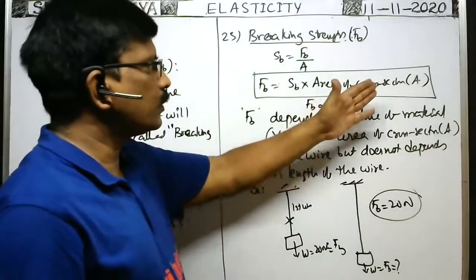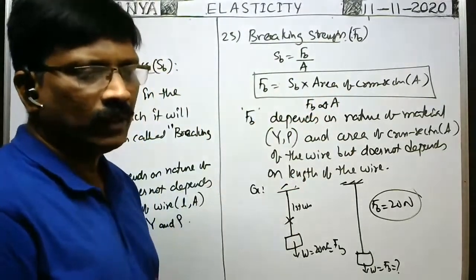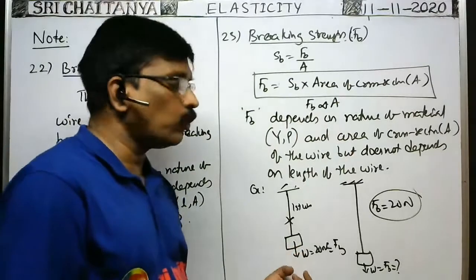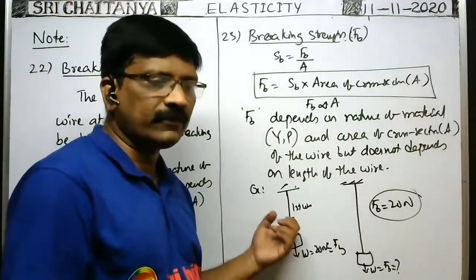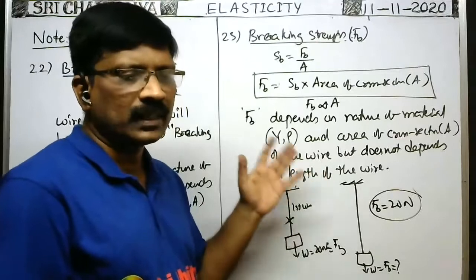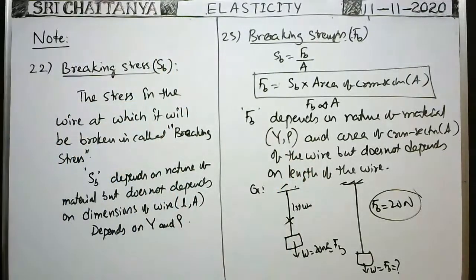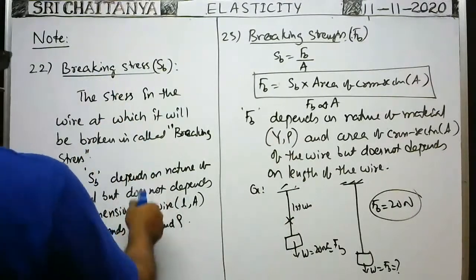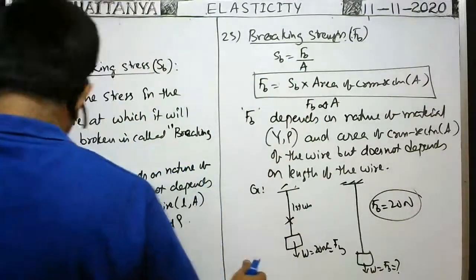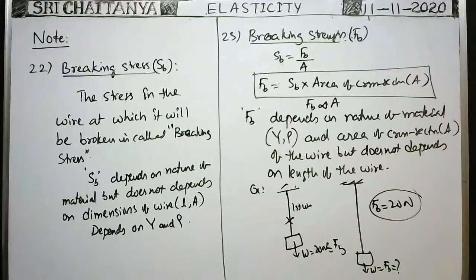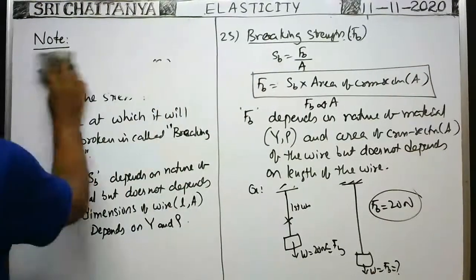When area of cross section is more, breaking strength will be more. That's why in order to hold more weight, the area of cross section of the wire must be more. Then only the wire will not be broken. Okay, this is about breaking strength. It's a very, very important point for objective, mains especially.